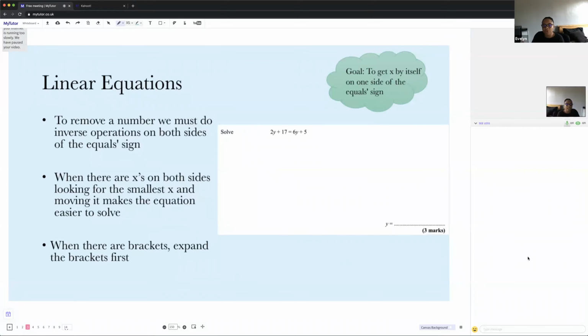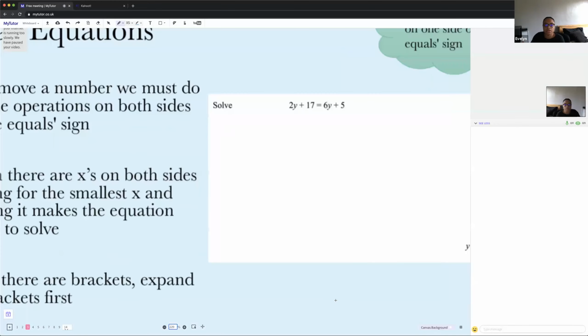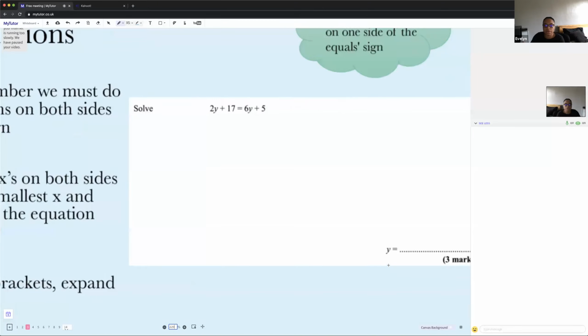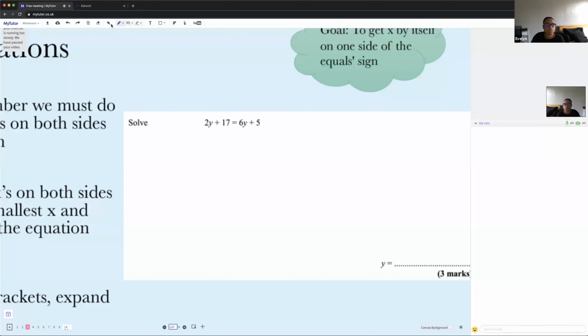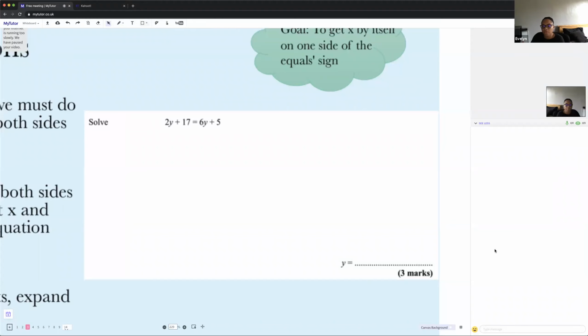So I'd like everyone to have a go at this question. I am going to zoom in so you can see it a bit better. There you go. It's worth 3 marks. Let me move it over a bit more. So I'd like everyone to have a go at this one.